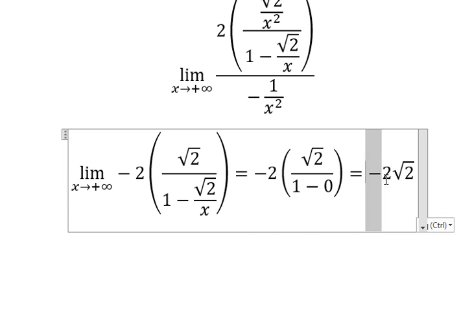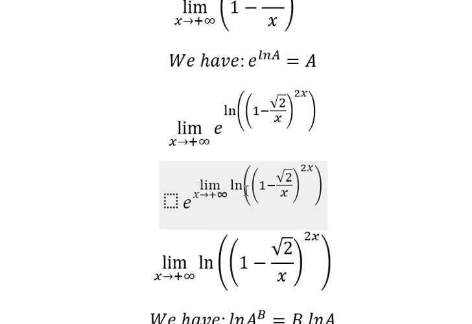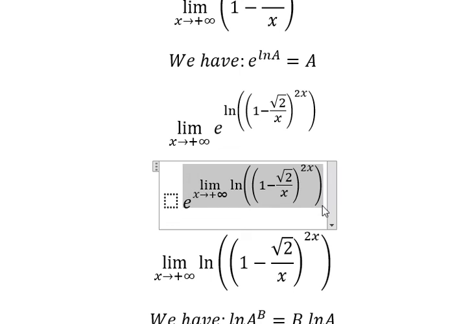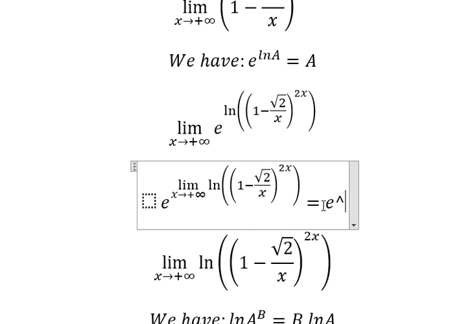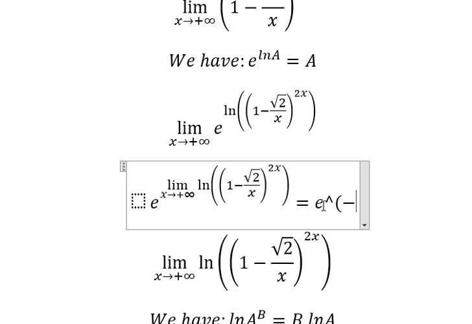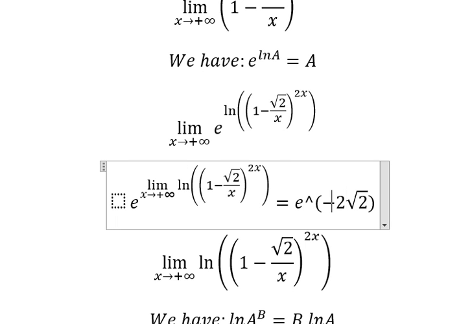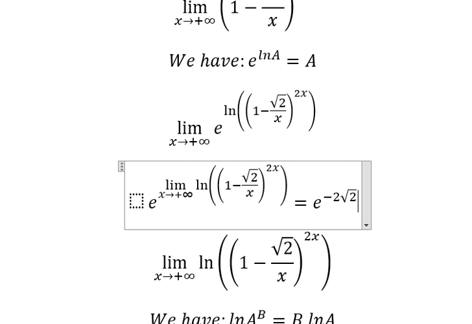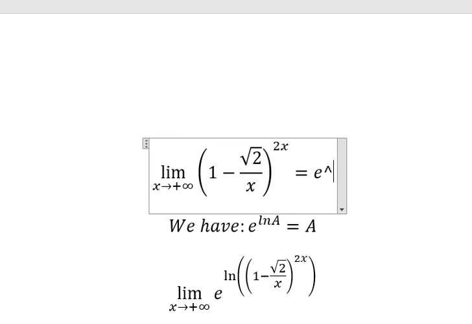So the value of this limit, we have e to the power of negative number 2 with the square root of number 2. So the value of this one, that should be like this.